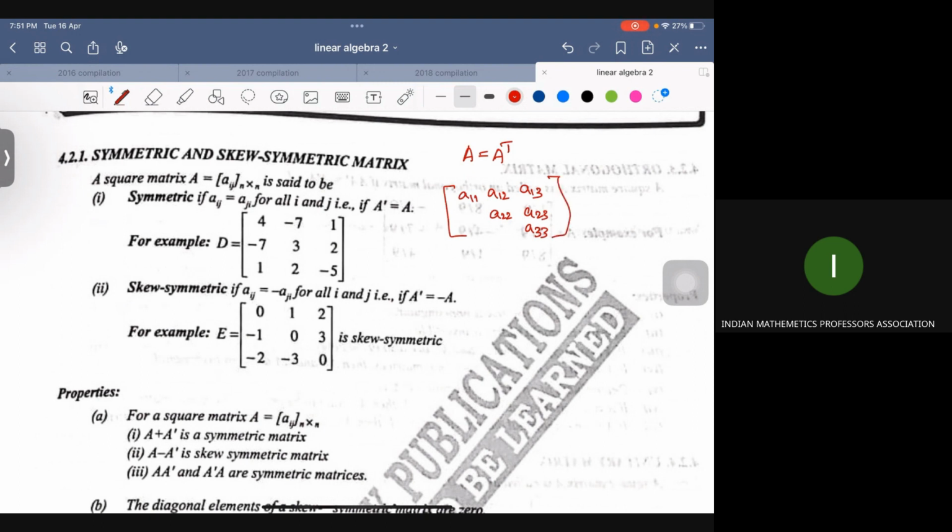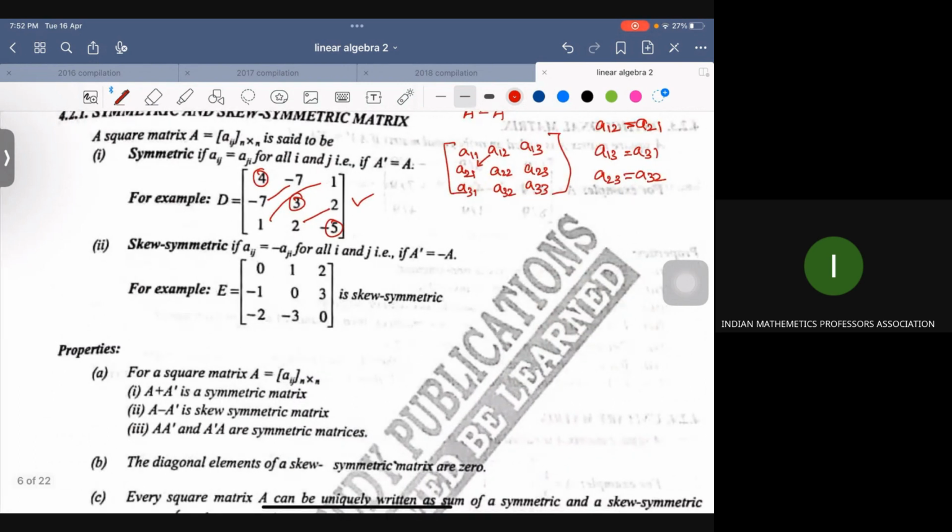When a matrix is equal to its transpose, the rows and columns are equal. So when A12 is equal to A21, A13 is equal to A31, and A23 is equal to A32, then the matrix is said to be a symmetric matrix. The diagonal elements can be anything, but the corresponding Aij and Aji should be equal. So this matrix is said to be a symmetric matrix.